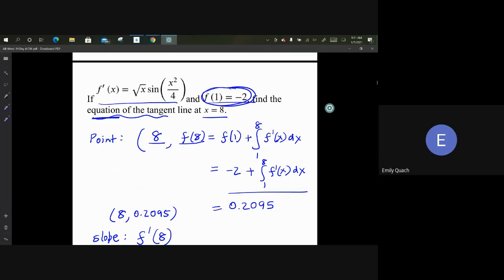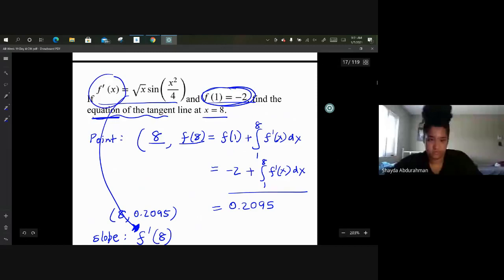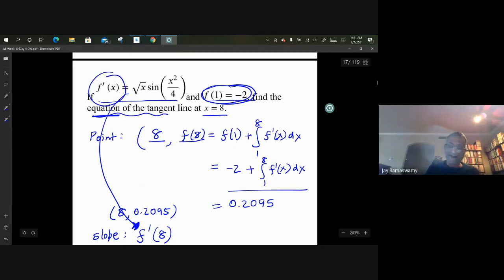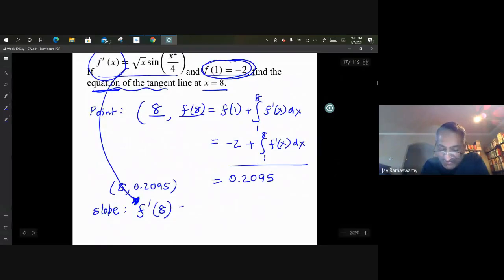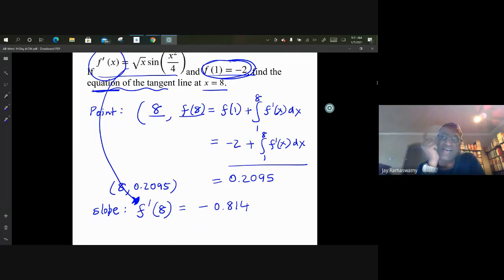If you're not able to make the connection, everybody look at my arrow. That's f dash of x. I just need f dash of 8. I'm just going to plug in 8 there. So have Desmos do it. Tell me what you get. Negative 0.814. Somebody confirm that. Okay, guys, just to be clear, in Desmos, am I just typing f of 8 or f dash of 8? Which one am I simply typing? F of 8, because the original function was f dash.